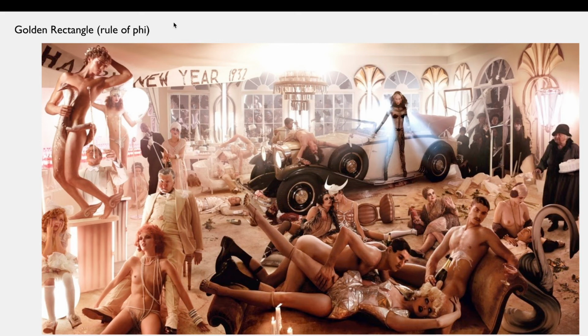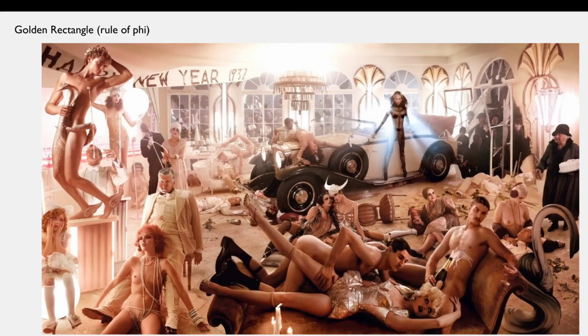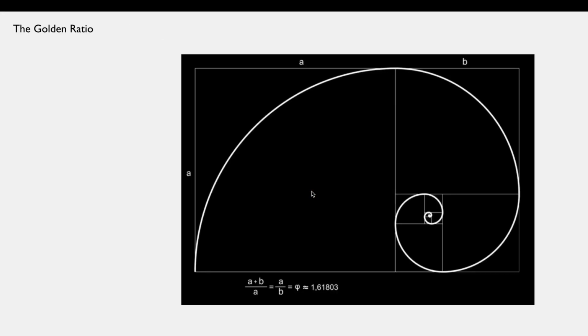He's a great, wonderful photographer, but he uses the golden ratio. And sometimes we can think about the rule of thirds and the golden ratio being very similar. Essentially, the way the golden ratio works is it's a rule of phi, which is a mathematical formula. And essentially, it works with a type of square, a square, and then another rectangle.